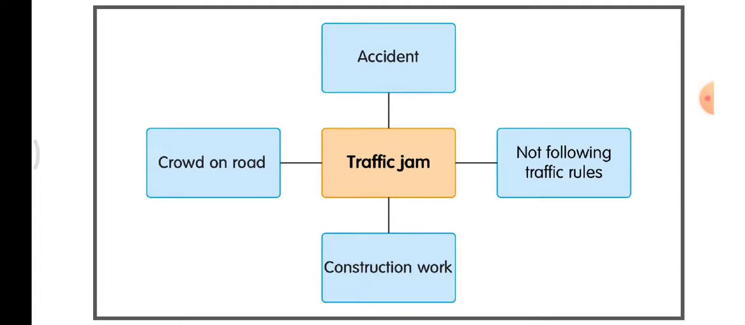The reasons for a traffic jam, starting from the top: accidents are a reason for the traffic jam, and people not following traffic rules, that is another reason. If there is construction work going on the road, then that is also the third reason. Crowd on the road. What is crowd on the road? If there are too many vehicles on the road, there is not enough space for the vehicles to move. So these are the four reasons for the traffic jam.